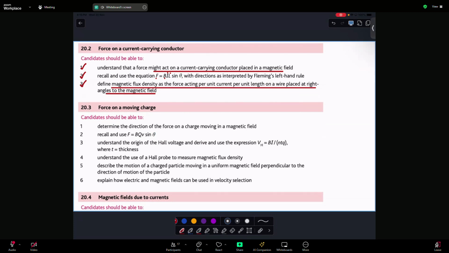How do you find out flux? You find the B and then multiply with the area in which you found the B.